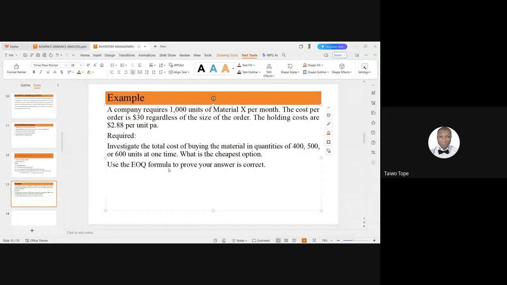So I'll read that a company requires 1,000 units of material S per month. The cost per order is $30, regardless of the size of the order. Either you are making an order of 1 unit or 2 units, the price remains constant. The holding costs are $2.88 per unit per annum.